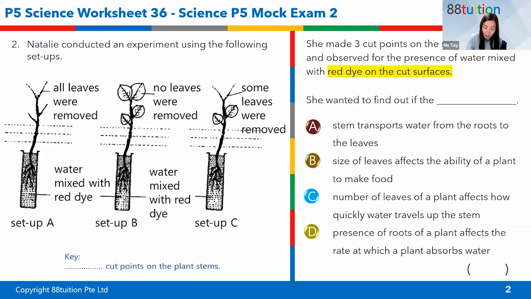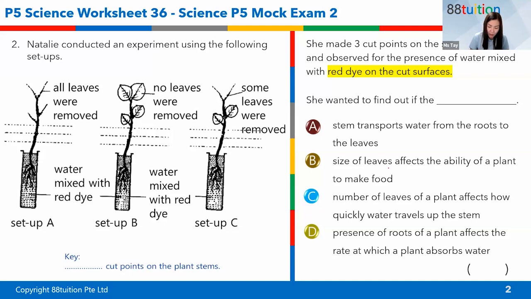So she is observing for the presence of water mixed with red dye on the cut surfaces. What is she trying to find out? What do you think? Actually, question 2 is not an issue. Question 2 seems to be okay also. Not as many people got it wrong. What is she trying to find out? Do you think she's trying to find out if the stem transports water from the roots to the leaves? You think so? No.